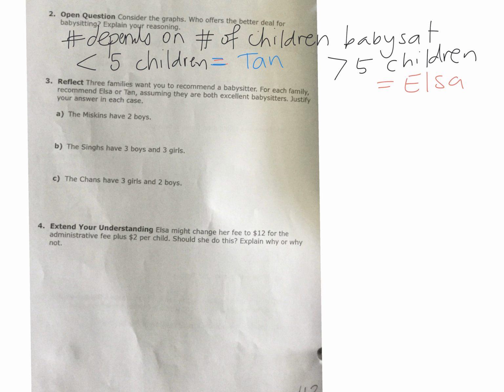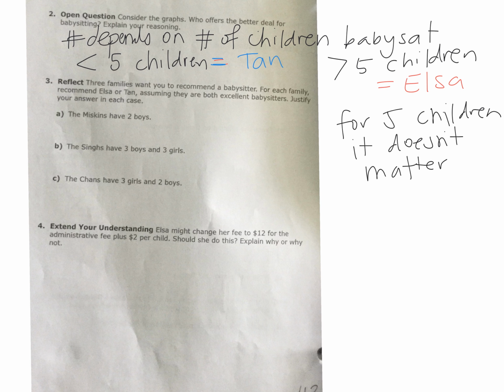Now, if they babysit 5 children, does it matter who's better? Who offers the better deal for 5 children? They're equal. How much do they make for 5 children? $20. Okay, so I want you to copy this down. For 5 children, it doesn't matter who you choose because they both charge $20. Okay, because that's a point of intersection.